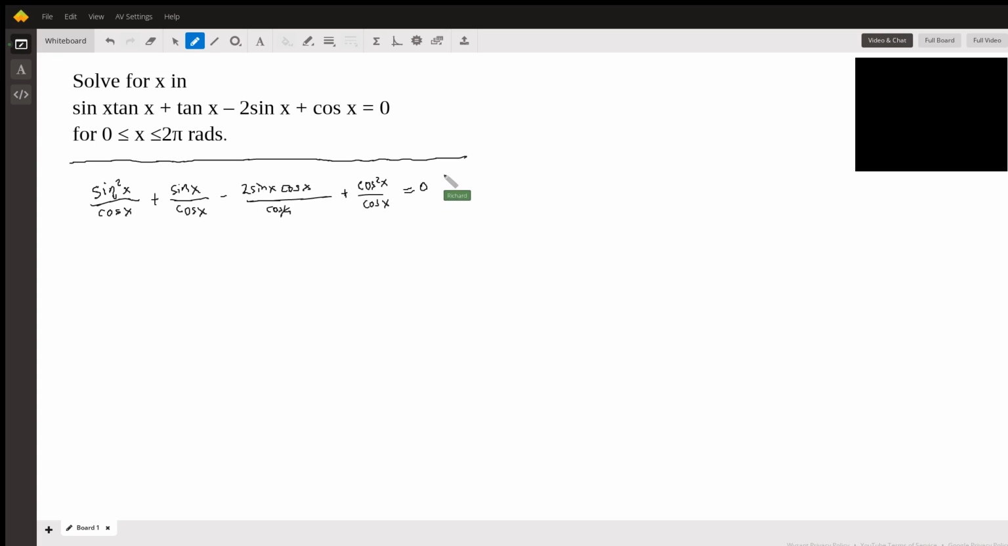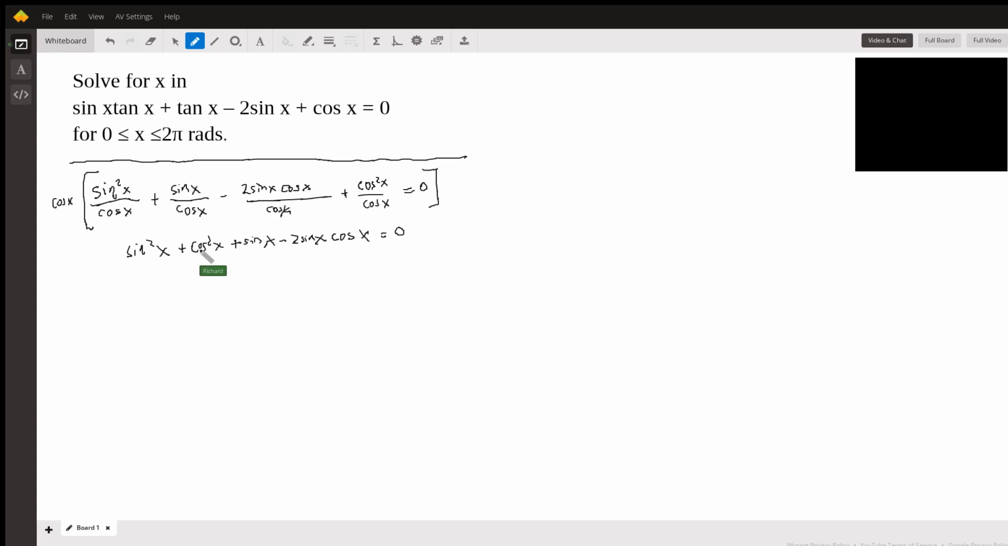So that's a little more workable. We can multiply both sides now by the cosine of x. And now the denominators disappear, and you're left with sine squared x plus cosine squared x plus sine of x minus 2 sine x cosine x equals 0.